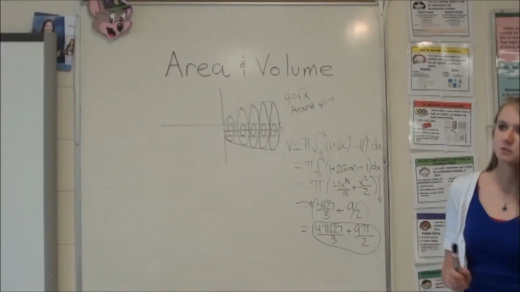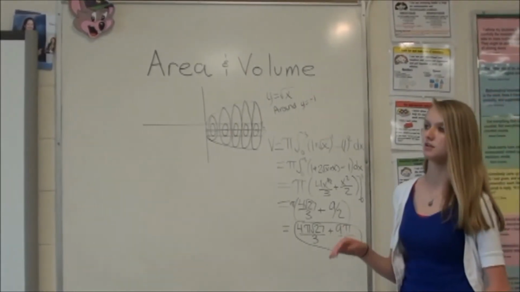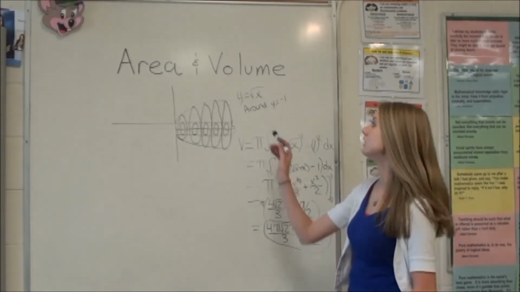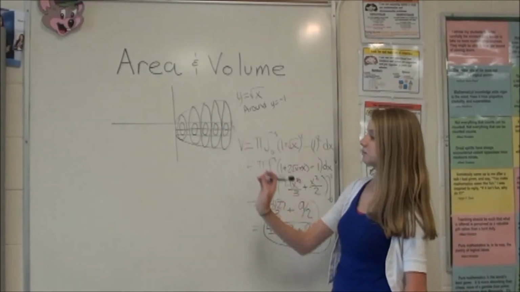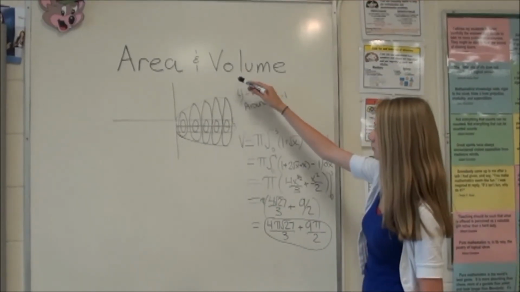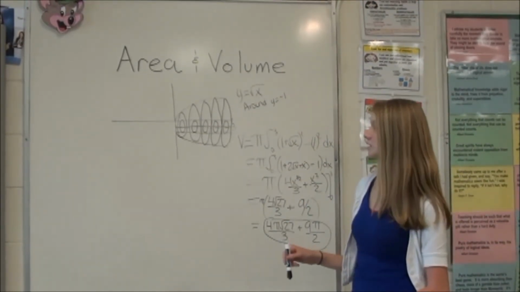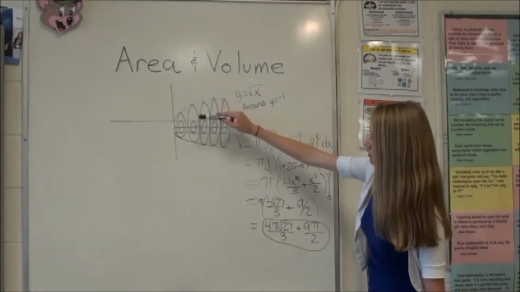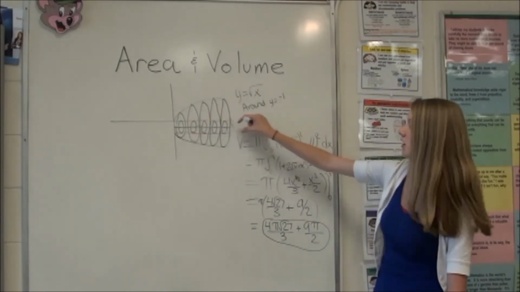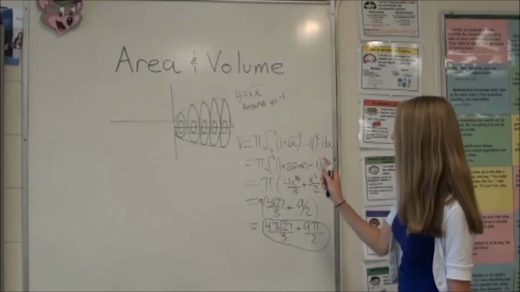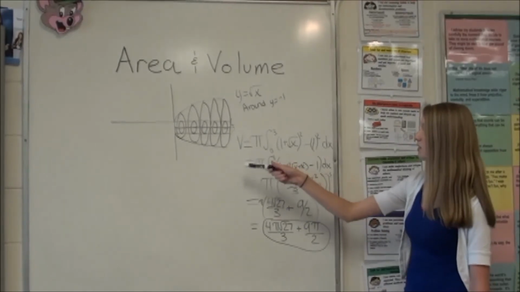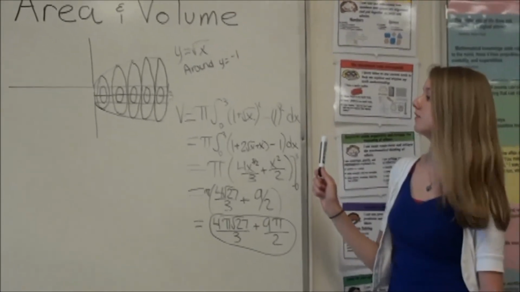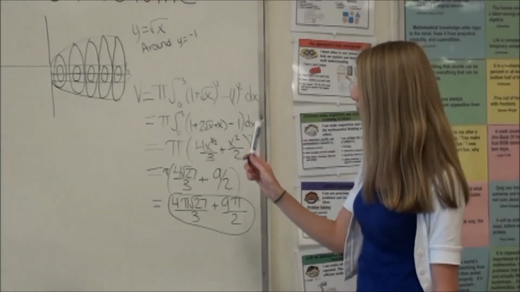Okay, so sometimes you're going to have solids that are rotated around something that is not an axis, like this one, where you're rotating square root of x around y equals -1, and we're going to bound this area by x equals 3. So whenever you do this, you create washers, and the radius of the inside part is going to be the same. So what you would do is you would set it up as volume equals pi times the integral from 0 to 3 of 1 plus square root of x squared minus 1 squared.